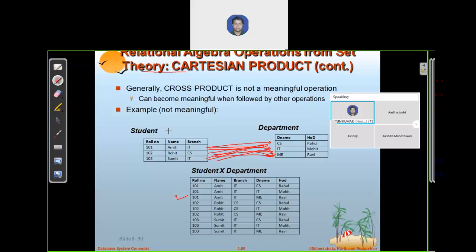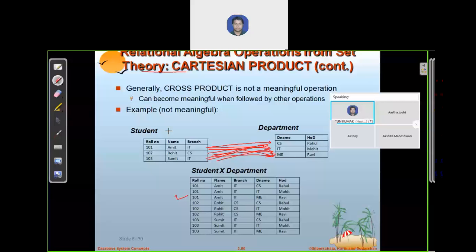But there is some drawback, you can say. It will combine each and every record of the two relations, whether it makes sense or not, means whether the combination of those records is meaningful or not. It just combines those records. So the first problem is that it is inefficient in terms of memory. Unnecessarily, you are creating a resultant relation which is not meaningful.